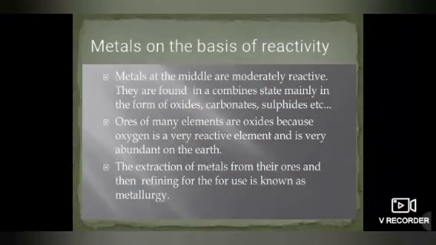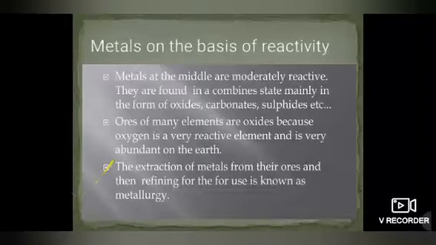So now, dear students, when we are talking about the different occurrence of metal, it means that we need to discuss the metal on the basis of reactivity also. Metals in the middle are moderately reactive. They are found in the combined state mainly in the form of oxides, carbonates and sulfides. Ores of many elements are oxides because oxygen is a very reactive element and is very abundant on the earth. Whenever we extract a metal, we should have knowledge about the reactivity of the metal. On the basis of reactivity we can extract it.